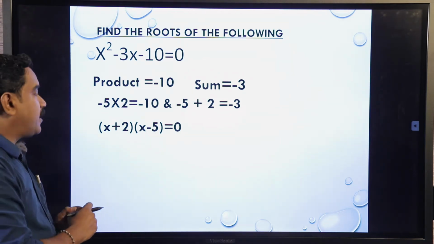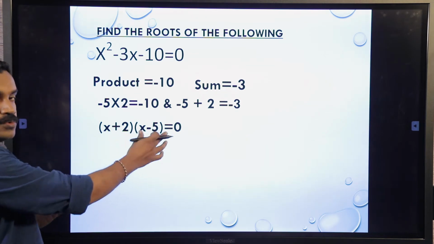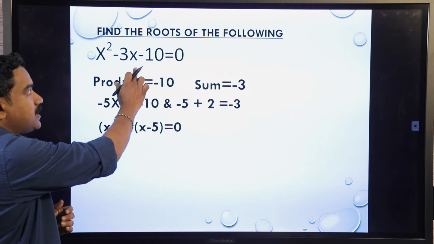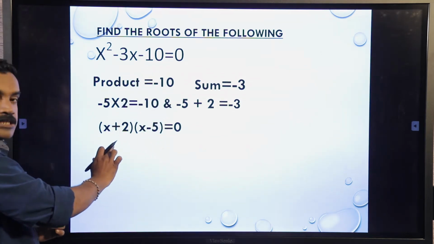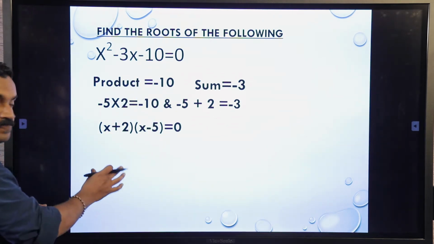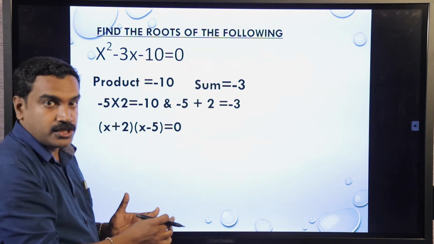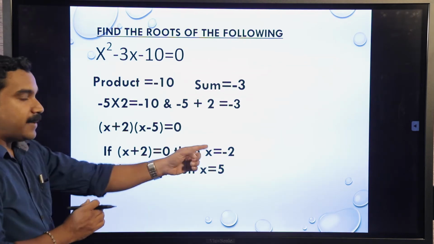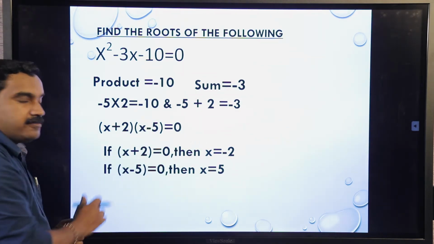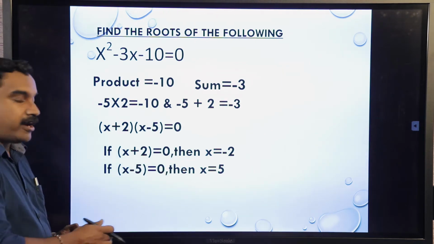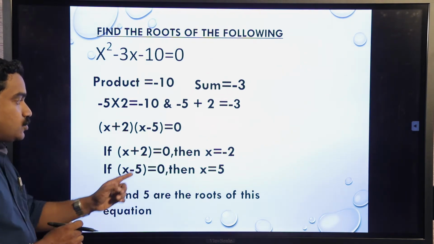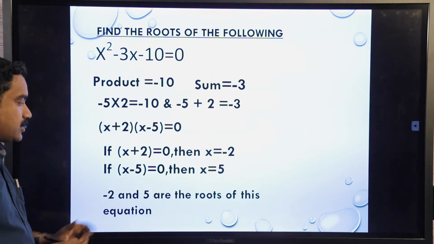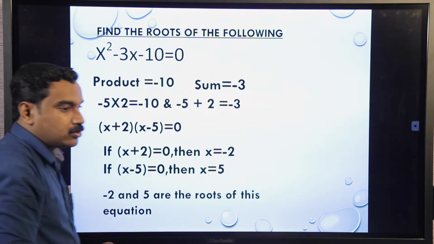If you take the common factor outside, you will get x plus 2 into x minus 5 equal to 0. You can factorize x square minus 3x minus 10 equal to 0 this way, and compare each bracket to 0. If x plus 2 equal to 0, you will get x equal to minus 2. If x minus 5 equal to 0, you will get x equal to 5. So negative 2 and 5 are the roots of this equation.